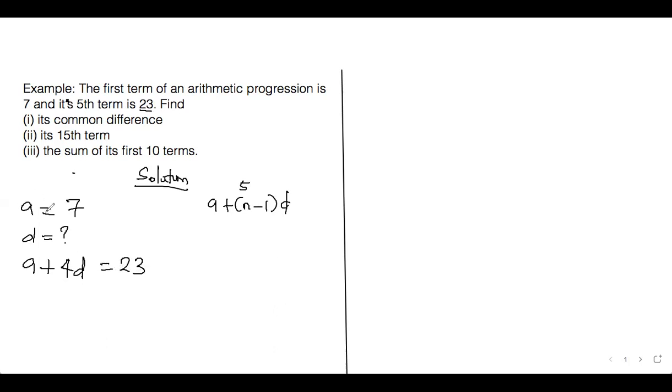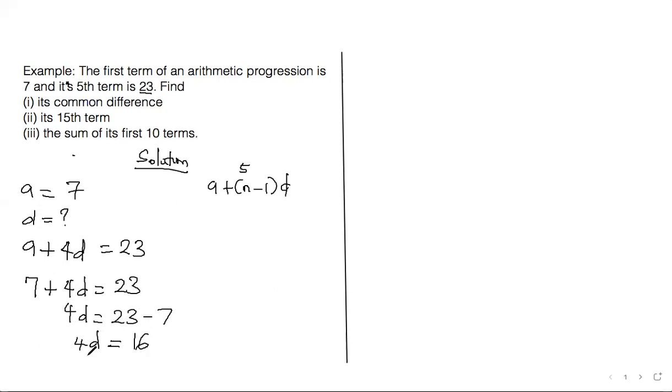And that fifth term is 23. We're given the first term A, so I can replace A with 7. So 7 plus 4D equals 23. If I move 7 to the other side, 4D will be 23 minus 7, which is 16. If I divide both sides by 4, then D will be 4. So now I know the common difference, which is the first part of the question.